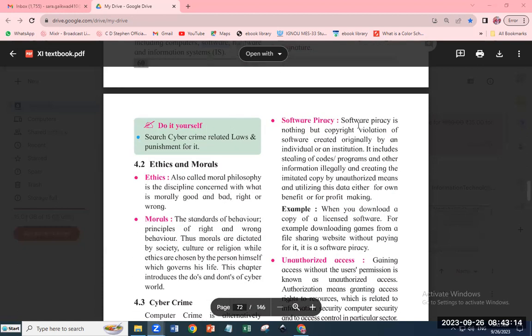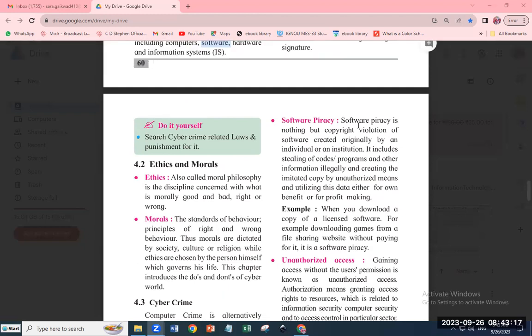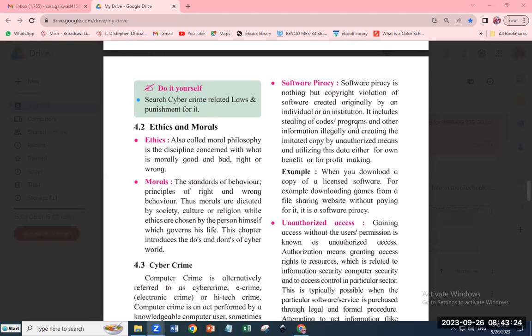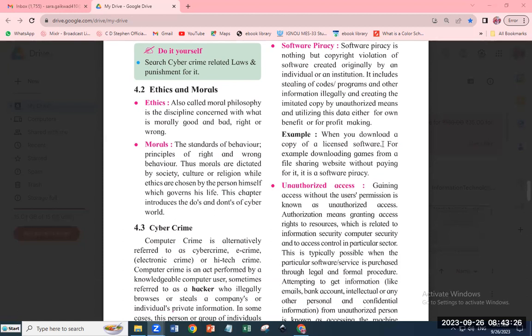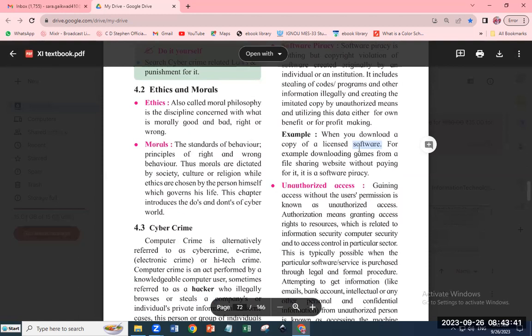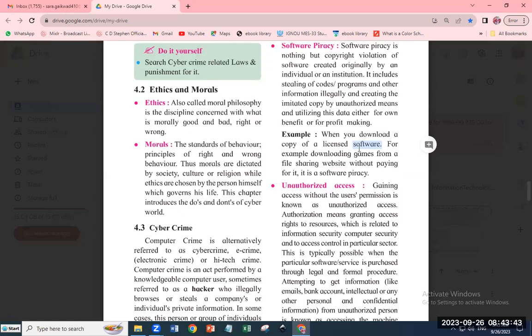Okay, so that is software piracy. Breaking the laws, violating copyrights and creating duplicate CDs is software piracy. For example, when you download a copy of licensed software, such as downloading games from file sharing websites without paying for it. If you have a licensed CD, it will have a trial version and will work only for that trial period. Later on, it will tell you that you need to pay for using it, right?